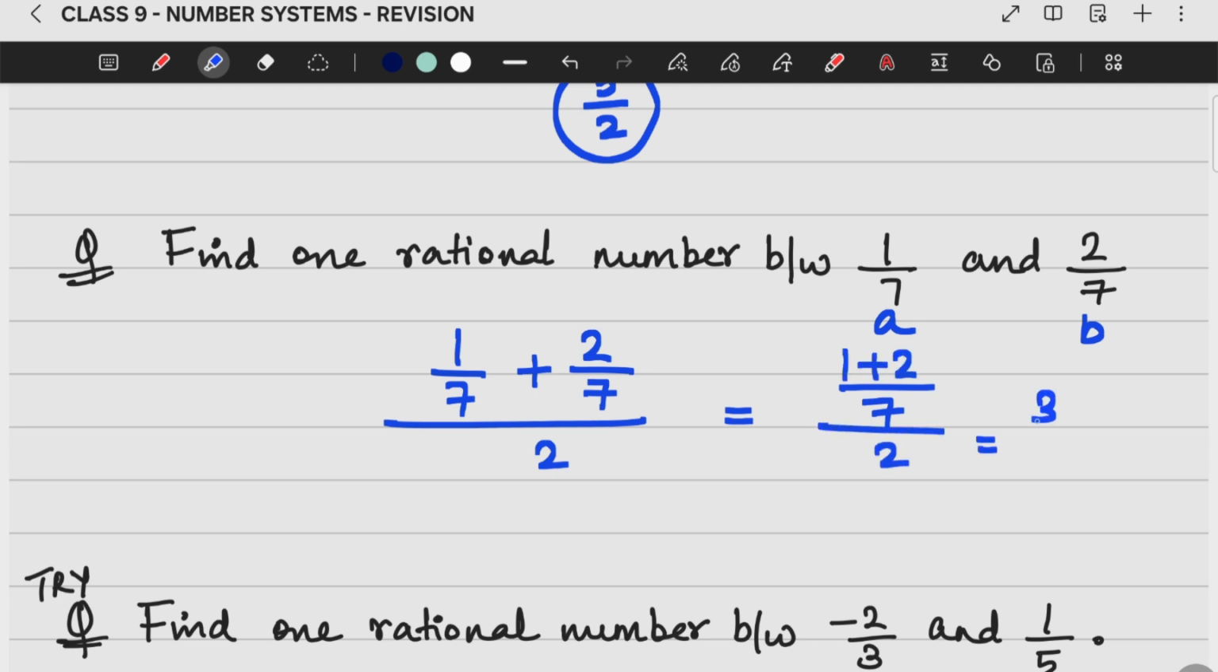Which is nothing but 3 by 7 into 1 by 2. So you have to flip the denominator, 2 by 1, so it becomes multiplied by 1 by 2. The answer is 3 divided by 14. So 3 by 14 is a rational number between 1 by 7 and 2 by 7.